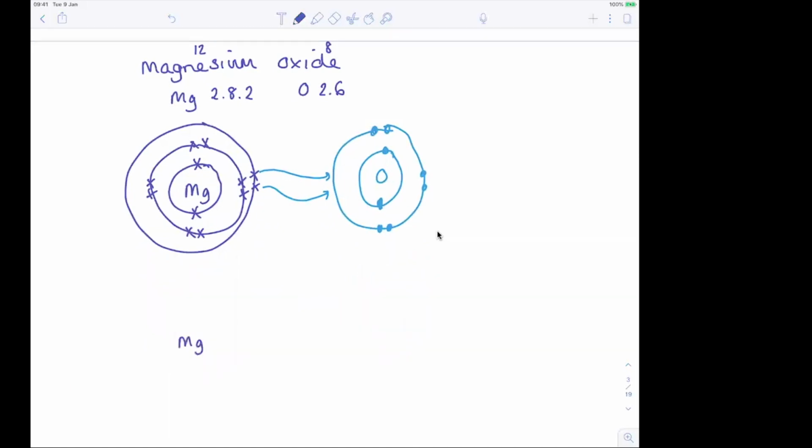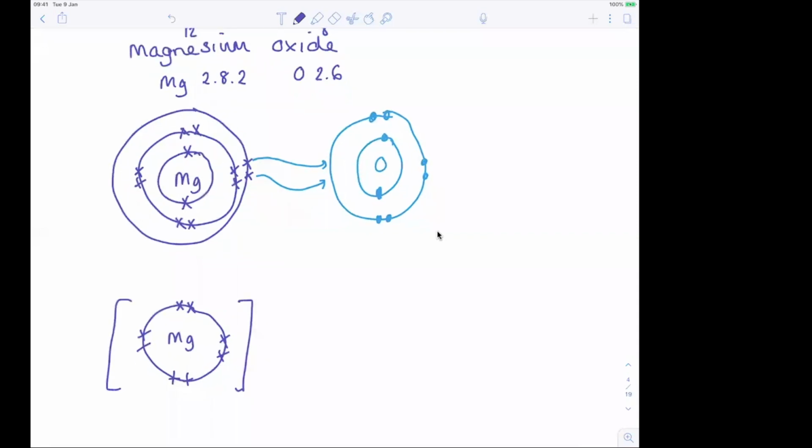So just to show you, I'm only going to draw that outer shell on magnesium because really we're just trying to show that it's full. So it's effectively this shell here that becomes the outer shell because we've lost the final 2 electrons. So in terms of the charge on that magnesium ion, because it's lost electrons, it's lost negativity, it has a 2+ charge.